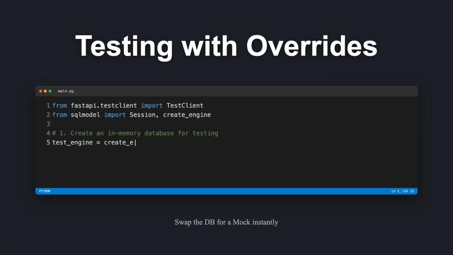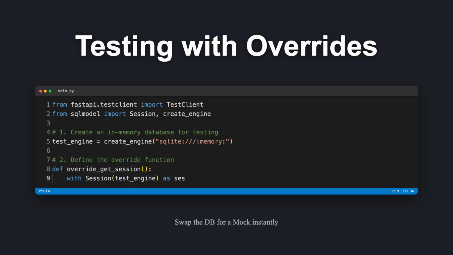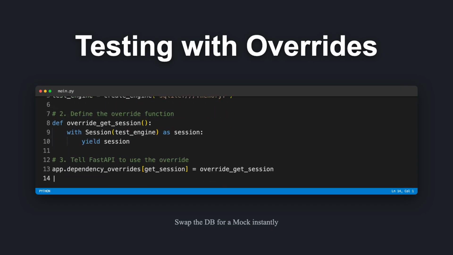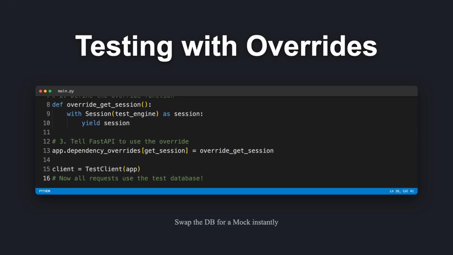This also makes testing incredibly easy. Because the session is injected, we can override it. In our tests, we can use dependency overrides to swap in a mock database without changing a single line of our actual API code. That is the power of dependency injection.